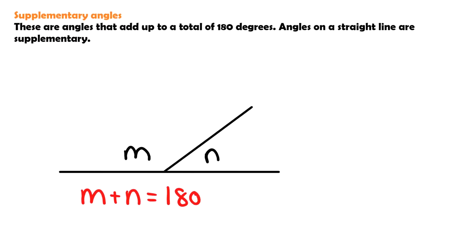So the next one we're looking at is what we call supplementary angles. Now these are angles that add up to a total of 180 degrees. So angles on a straight line are supplementary. So again, if I have an angle here, M, and over here I have an angle N, together angle M plus angle N equals 180. So angle M and angle N are what we call supplementary angles.